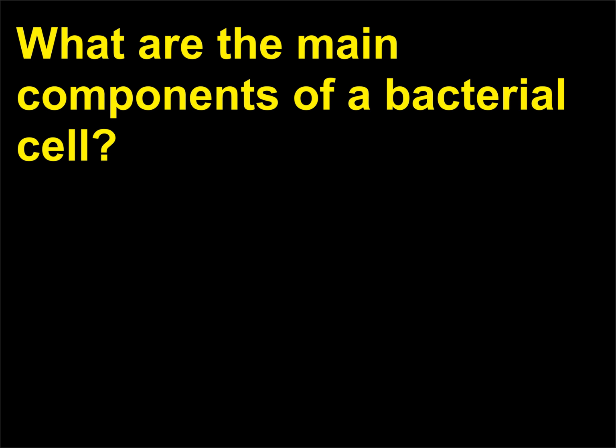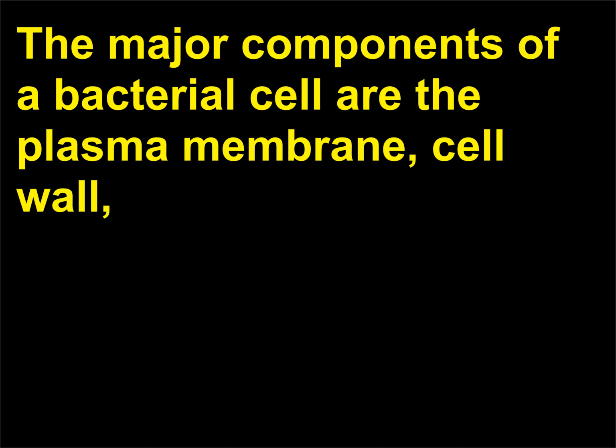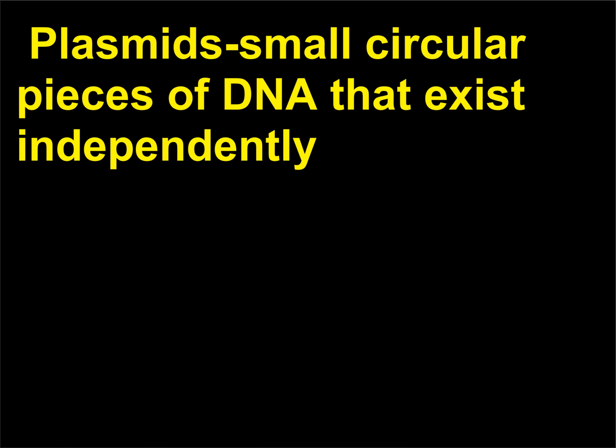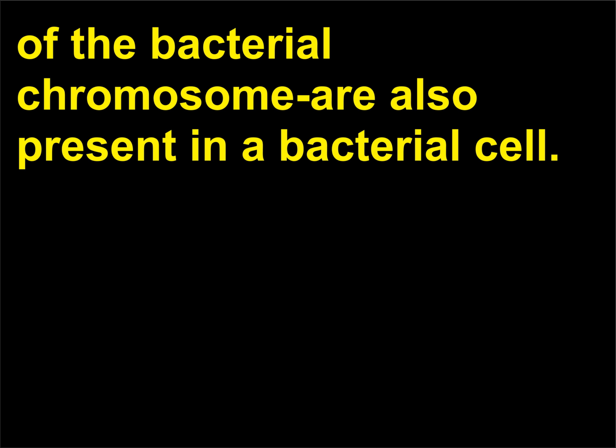What are the main components of a bacterial cell? The major components of a bacterial cell are the plasma membrane, cell wall, and a nuclear region containing a single, circular DNA molecule. Plasmids, small circular pieces of DNA that exist independently of the bacterial chromosome, are also present in a bacterial cell.